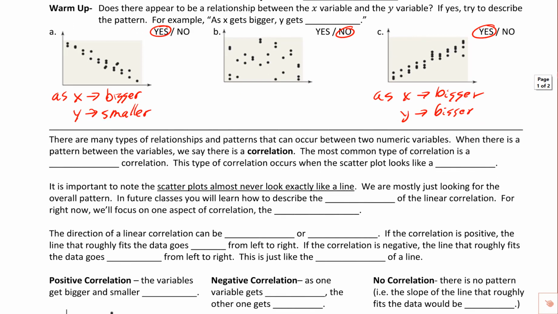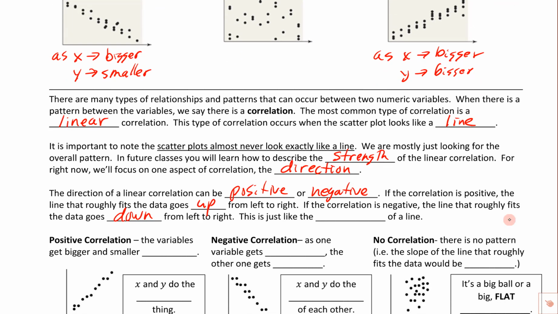So take a look at this next stuff. I filled in almost everything on here, so let's read through this and fill it in. It says there are many types of relationships or patterns that can occur between two numeric variables. Remember, we've got numbers that we're graphing on the xy plane. When there is a pattern between the variables, we say there's a correlation. So this is a new vocabulary word, correlation. The most common type of correlation is a linear correlation, and that's what we're going to deal with. This type of correlation occurs when the scatter plot looks like a line. So if we do a scatter plot and it looks like a line, if there's some linear relationship to it, we call that a linear correlation.